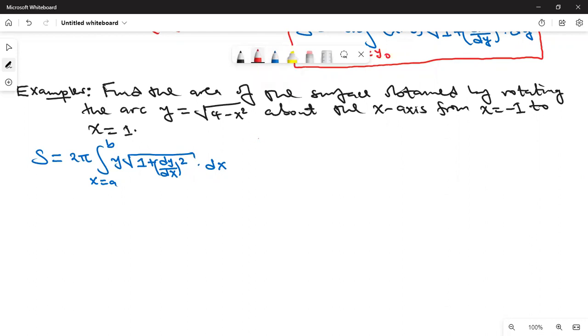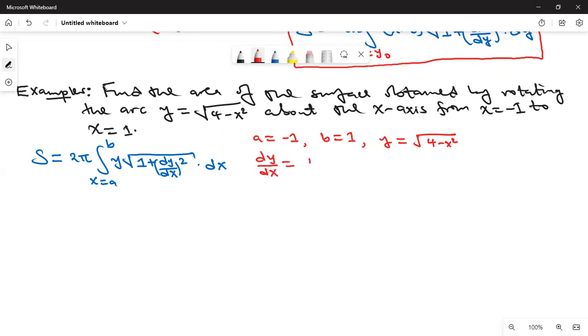This is our a is 1. Not 1, but -1. We are starting from -1 to 1. So our a is -1. Our b is equal to 1. Our y, where there's y, you are going to write the square root of 4 minus x squared. So let's find dy dx. What will it be equal to?